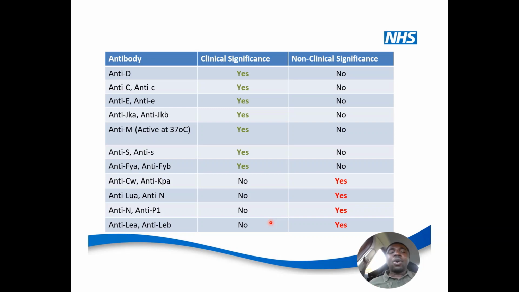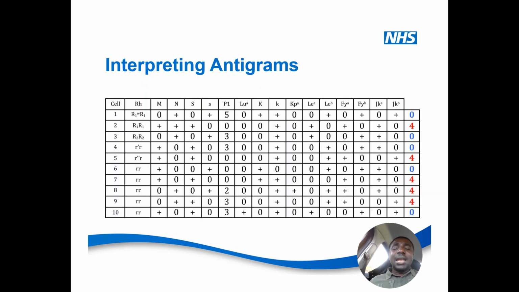Let me give you an example. If I'm suspecting antibody LUA or antibody CW or antibody KPA, I may not necessarily be worried about it because they are non-clinically significant, and I have explained why. Because most of the red blood cells anyway are going to be antigen negative. Okay, good. So let's look at this example here.